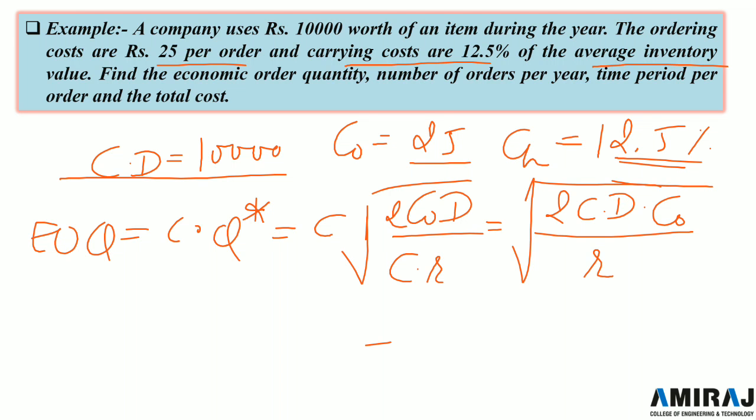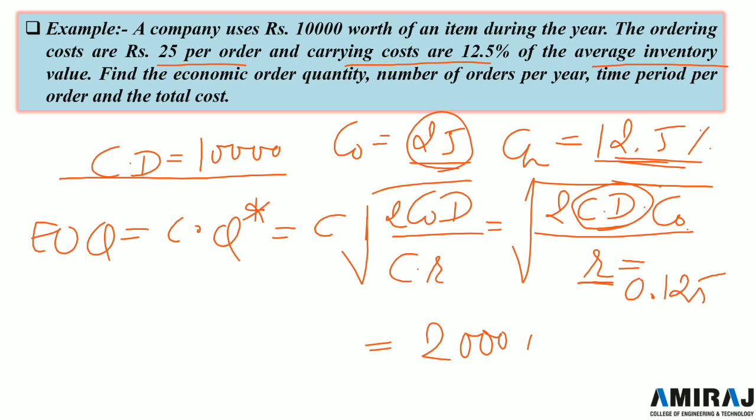As we know that C into D is equal to 10,000, ordering cost is 25 and the rate is 12.5%, so R will be equal to 0.125. After we put the values, we will get the answer, that is 2,000 rupees. So this is the economic order quantity.